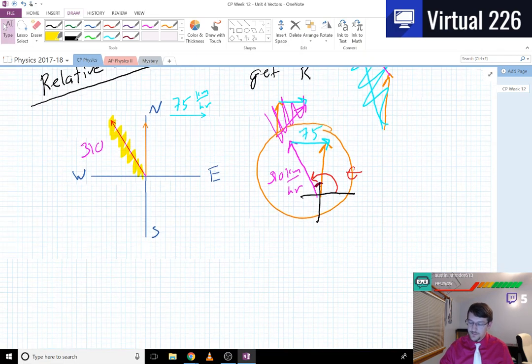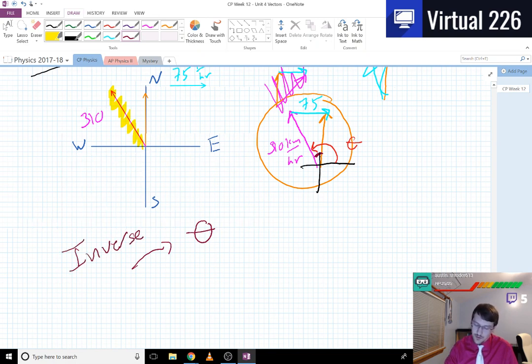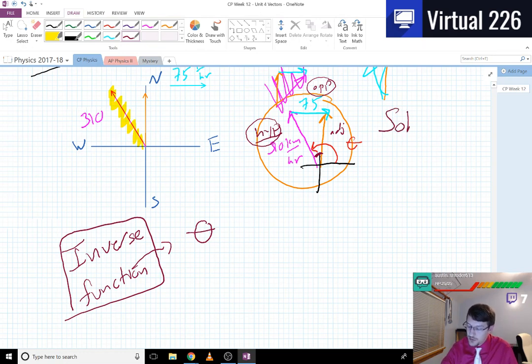Anytime we're trying to find an angle, we're going to be using an inverse function. Anytime we're looking for an angle, inverse function. And in this case, looking at our triangle here, this is our opposite side, this is our adjacent, and this is our hypotenuse. So if we have the opposite and the hypotenuse, and we invoke the great name of SOHCAHTOA, we should recognize that we have an opposite and a hypotenuse.